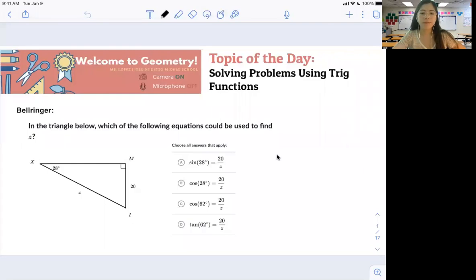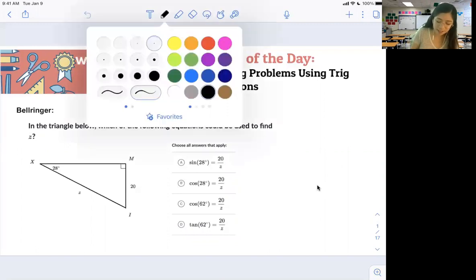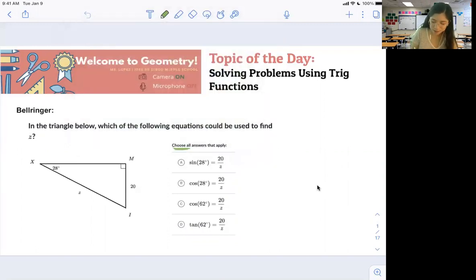If you read carefully, what does it say? Choose all that apply. So it doesn't look like a select all question because there's only 4 answers, but there is more than one. So if I need to use these 2 sides, what's one correct answer? Who can give me one of them?